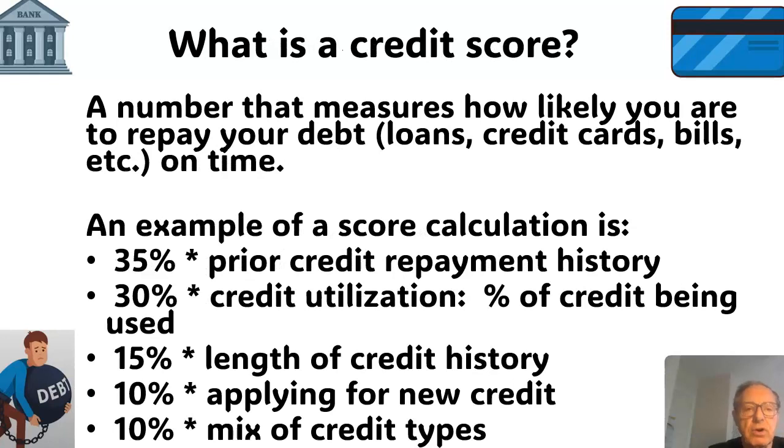So what is a credit score? It's a number that measures how likely you are to repay your debt, loans, credit cards, bills, etc., on time. And as an example, a calculation may be a weighted average of these 5 items and then scaled into an interval such as 300 to 850.